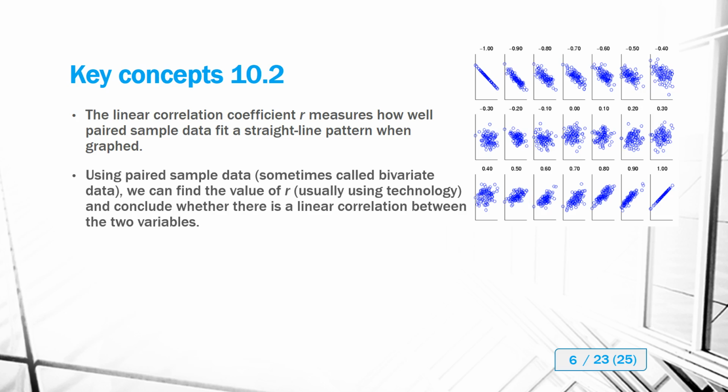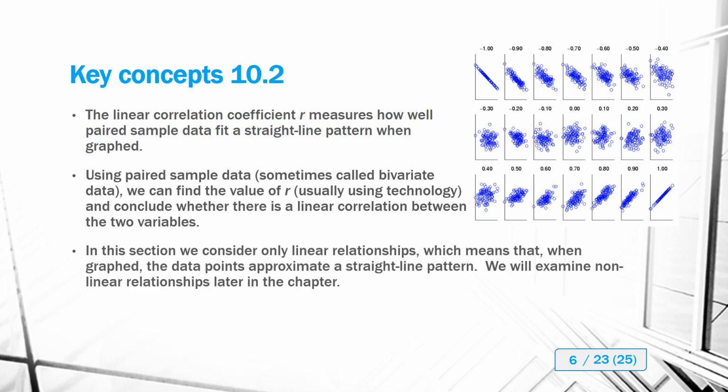And then based on that calculation, we can make a conclusion regarding whether or not a linear correlation exists between the two variables we're examining. Now, we're only going to look at linear relationships in this first section on correlation. What that means is that when you graph the relationship, the data points will approximate a straight line pattern. So, as I mentioned before, life isn't always linear. There are many examples in the real world that have a nonlinear relationship, and we're going to look at those later on in the chapter. But for the purposes of this lecture, we're going to confine most of our attention to looking at linear relationships.